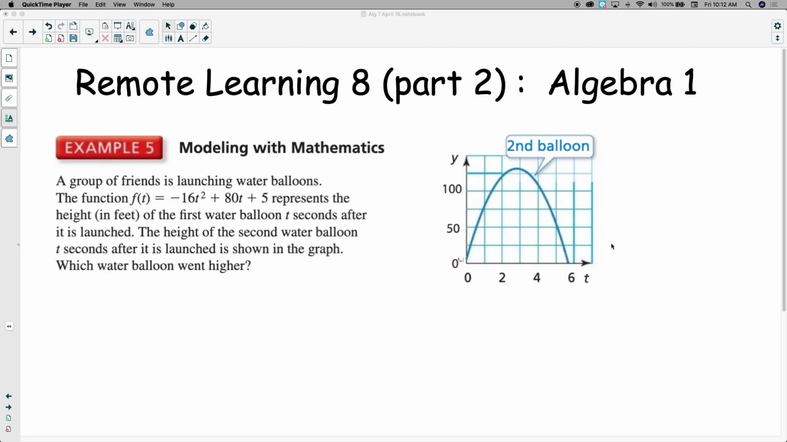I know your eyes are probably popping over here. Now, keep in mind. Oh, so now the first water balloon makes sense.